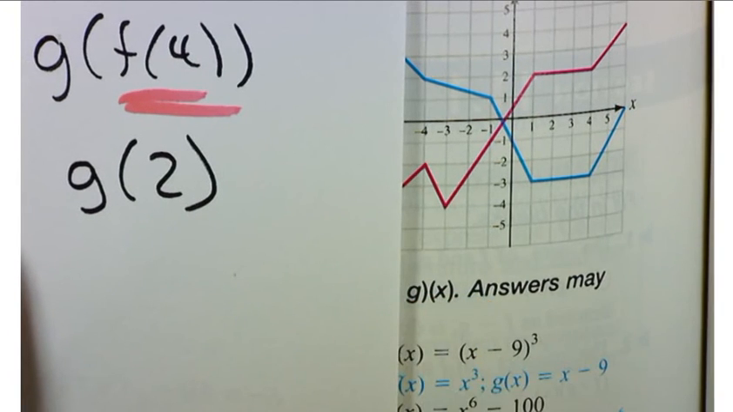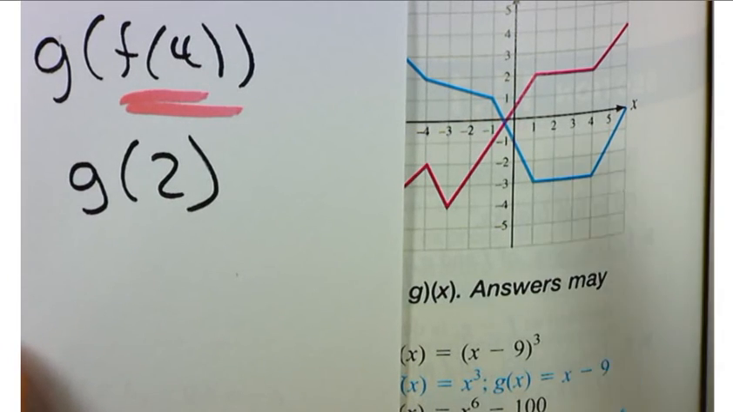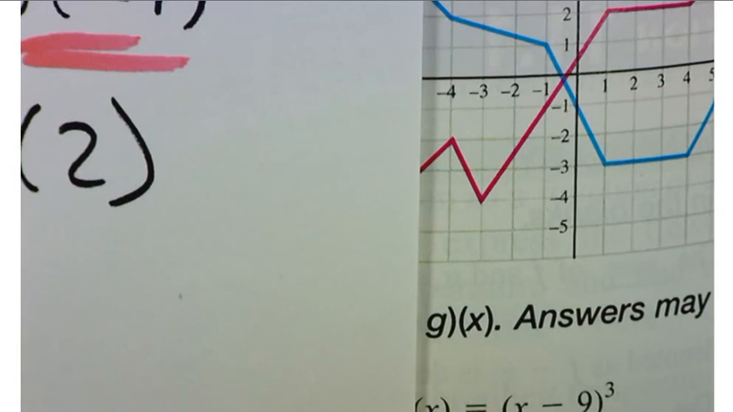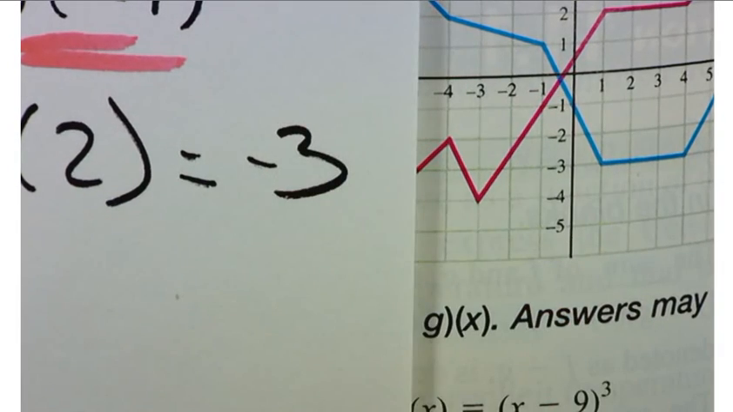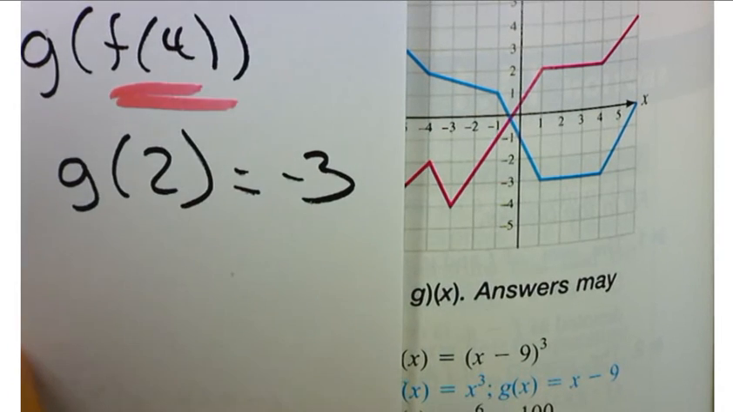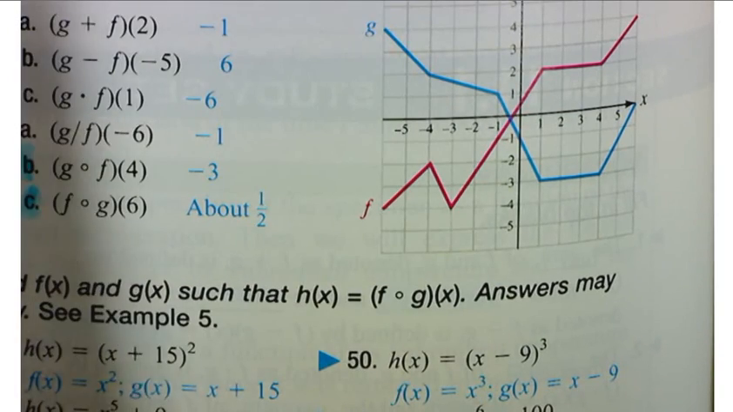So now I'm going to look at the other graph and try and find g of 2. So, Mackenzie, what's g of 2 going to equal, please? G of 2 would be negative 3. Good. All right, so kind of a nice one. There's really no calculation there. It's a friendlier one. Let's try another one like that.